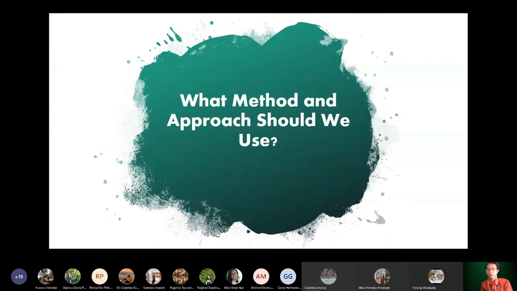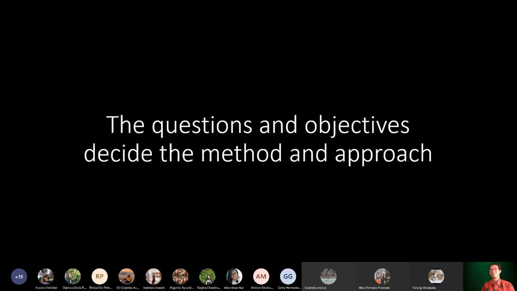So how do you decide your method, guys? Sorry, I didn't see the chat box while doing the presentation. What method will you use now? How do you decide what method to use? The answer is pretty simple. It depends on your question. And it depends on the questions and your objectives, what you want to achieve through the literary studies.